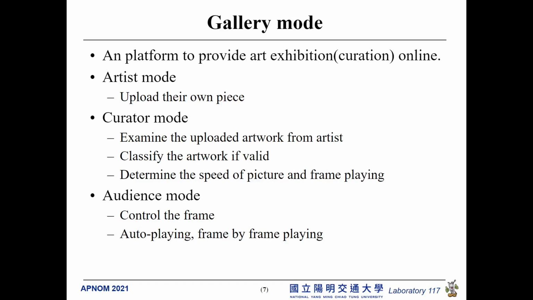The second mode is curator mode. To filter these pictures, we need a curator mode. In this mode, the curator can examine whether the picture is valid and ready to display. If the picture is valid, then the curator needs to classify the category of the piece. If the picture is invalid to show, the curator can reject and discard the piece. The artist's pictures and the curator's actions will be stored in a painting database.